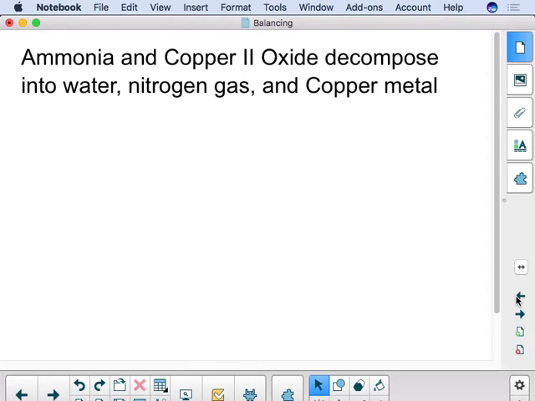Ammonia, NH3. What's copper two? Is that copper and then a +2 charge? So there's a plus between them? Water, and nitrogen gas, yeah, all those are pluses. Okay, so this decomposes into water, nitrogen, and copper.